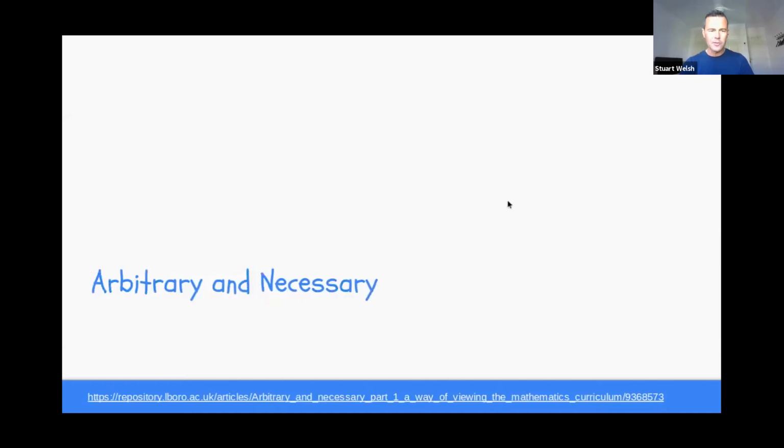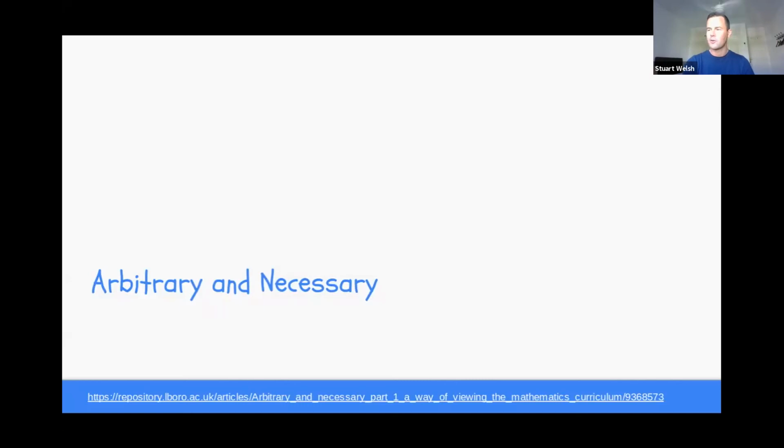I do want to move on to this idea here of Dave Hewitt's. He talks about viewing the maths curriculum in its content in terms of arbitrary and necessary. So there's a link there to Dave Hewitt's article. There's actually 3 parts to this, but part 1 certainly gives a good overview. Hewitt tells us that arbitrary content cannot be worked out. So the best way to explain what I mean by that is probably through some examples.